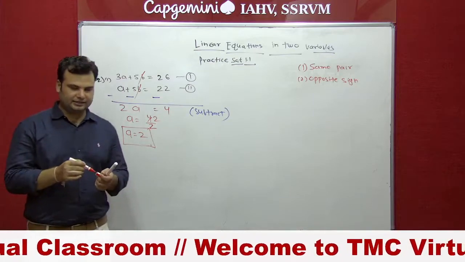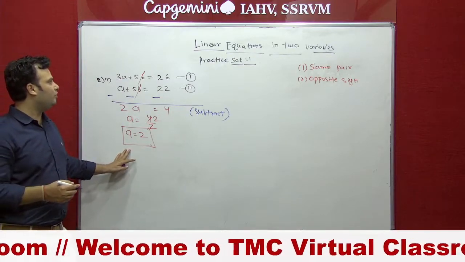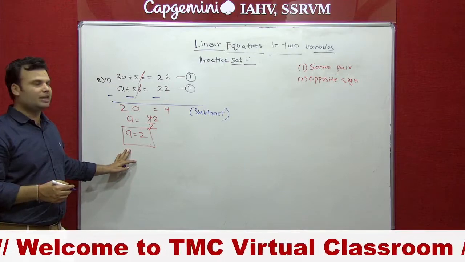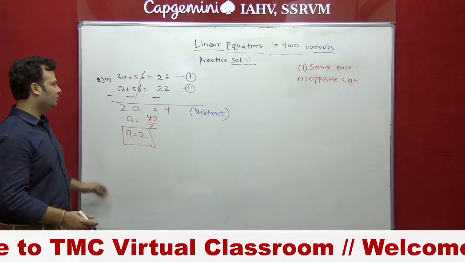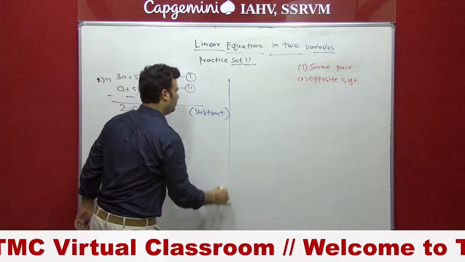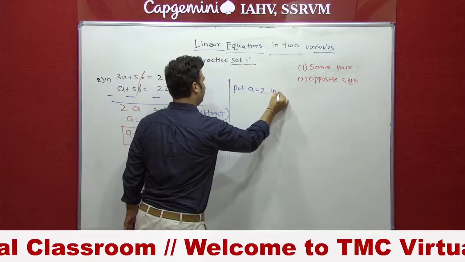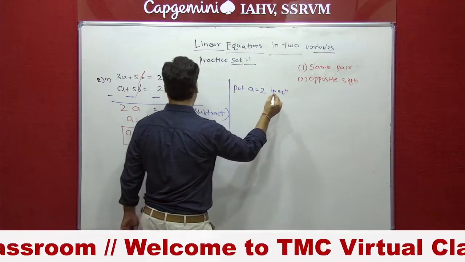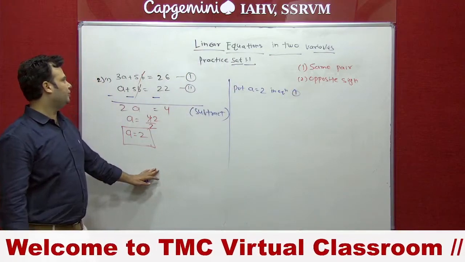So first part is done. We have the value of a. Now we have to find the value of b. You can put in either equation 1 or 2, and you will get the same answer. Let's put a equal to 2 in equation number 1.